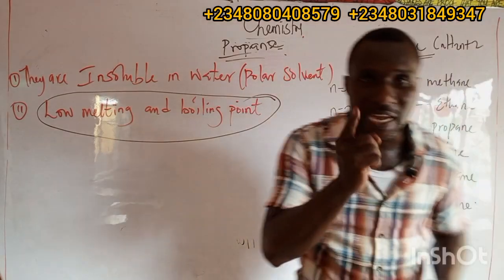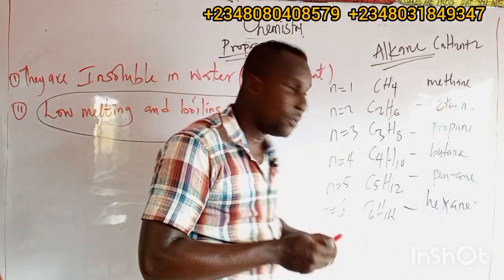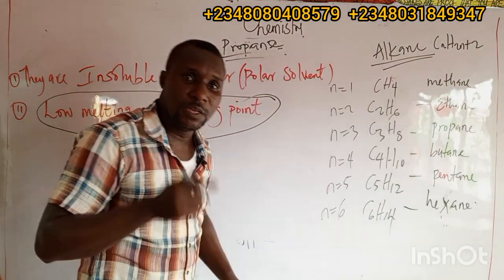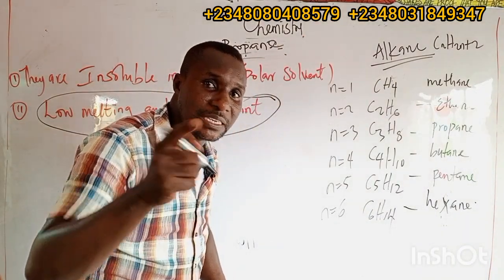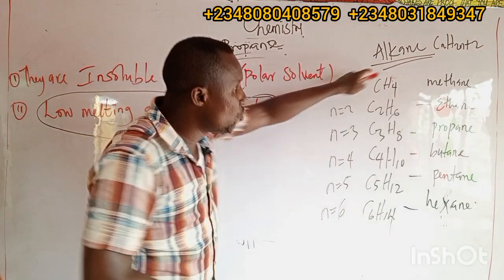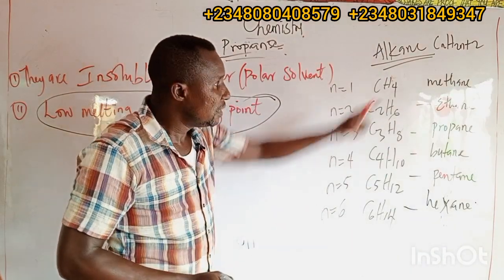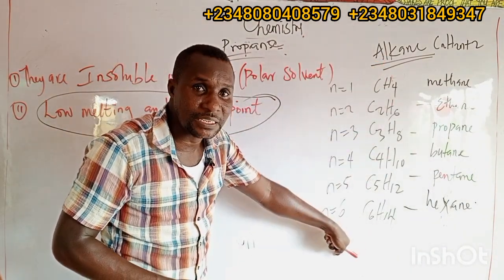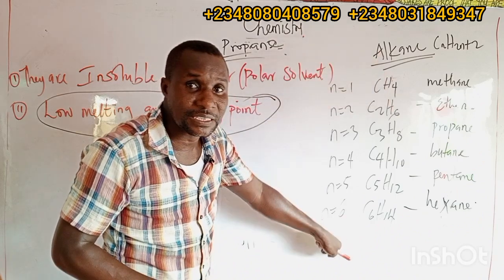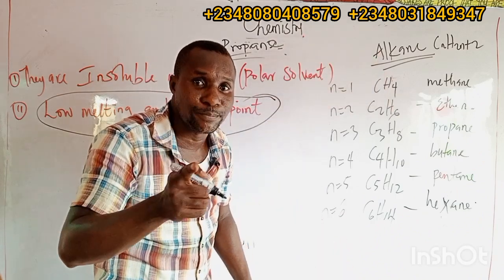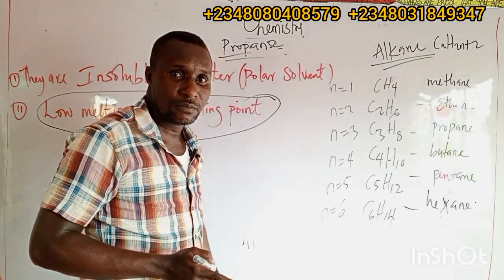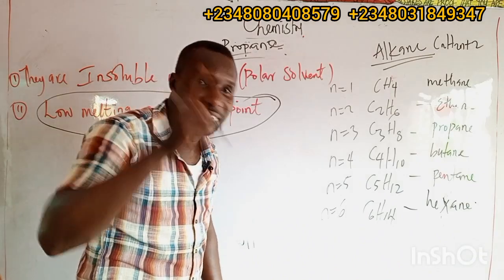This does come out in your JAMB, WAEC, JUPEB. As you are coming down, the boiling point and melting point increase. Why? Because the molecular mass increases. As you are coming down, the molecular mass increases, and as the molecular mass increases, the boiling and melting points increase.